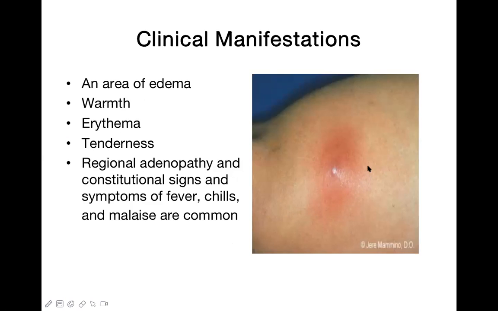On top of that, constitutional symptoms are also quite common, like fever. Fever may be high grade. Chills and rigor may be occurring because cellulitis is one stage before the abscess formation, and even malaise, myalgia, arthralgia may be seen.